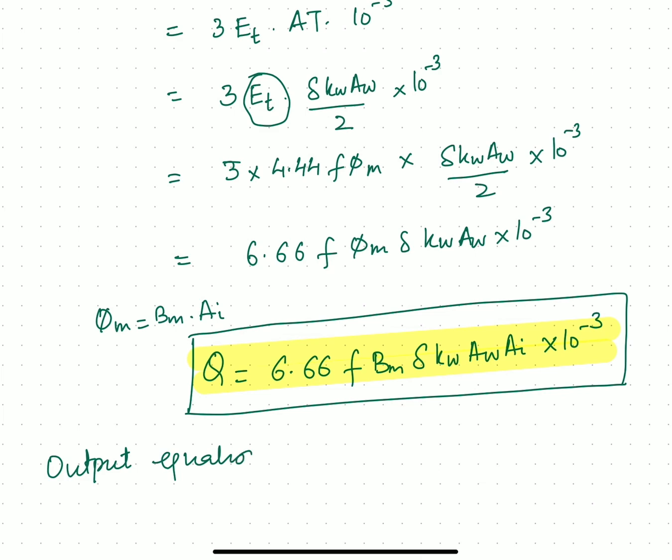Output equation for a three-phase shell type transformer. And if you notice, it is twice as compared to the core type transformer. So the factor is 6.66 over here. In the core type transformer it was 3.33 only.